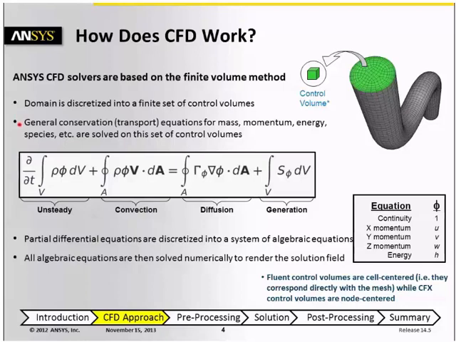For each control volume in the domain, we can write a transport equation in general form, as you see in the box, where the equation contains terms for the rate of change in the control volume, convection and diffusion through the faces of the control volume, and also source terms that represent generation or destruction, such as body forces or energy released by chemical reactions.